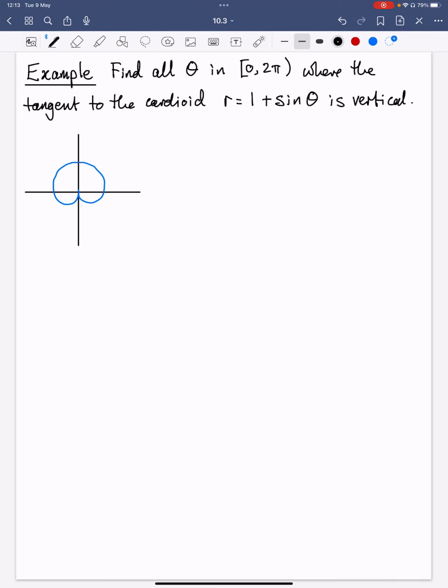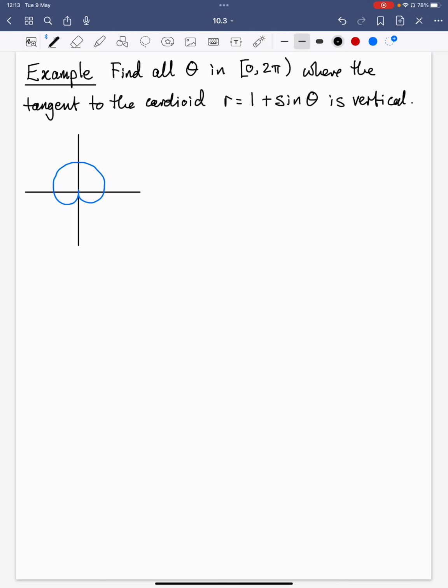Hi everyone, so here's an example I was hoping to get done by the end of today's class but didn't quite have time for. So let's say I want to find all the places where the tangent line to this thing is vertical. I can sort of eyeball it and I expect to see some answers here and here. And then there's some sort of funny business going on here, and I think that'll come out in the algebra, we'll see what's going on there.